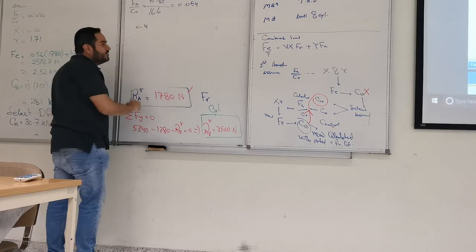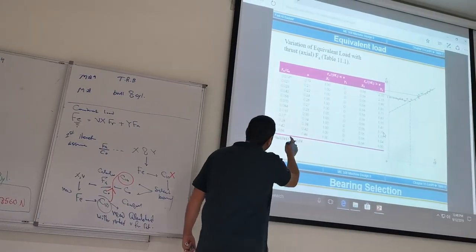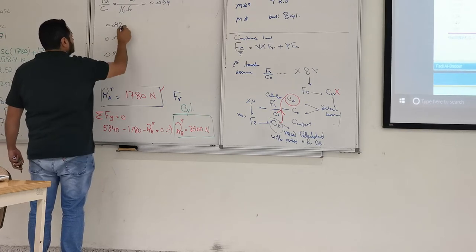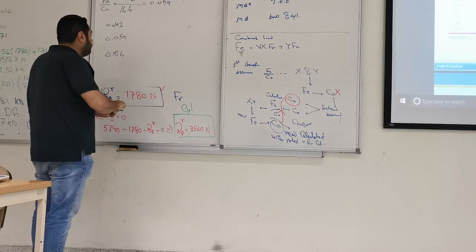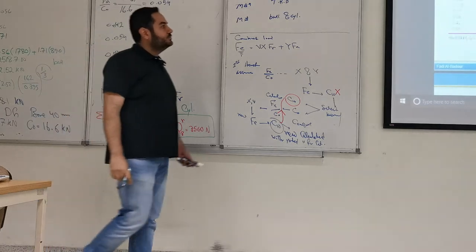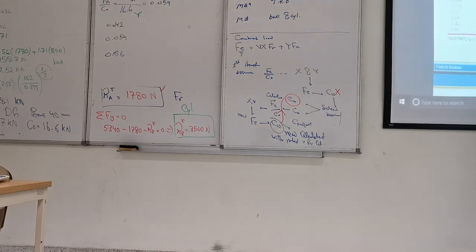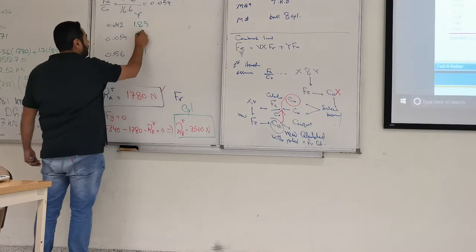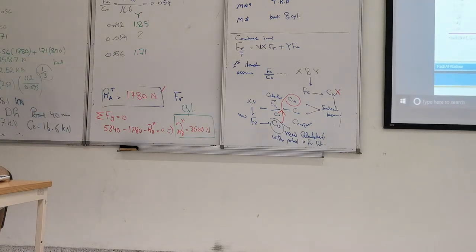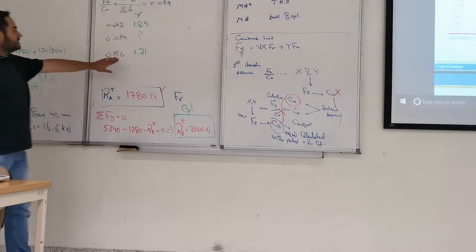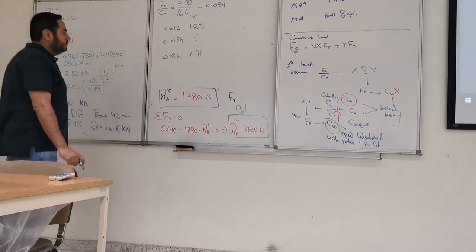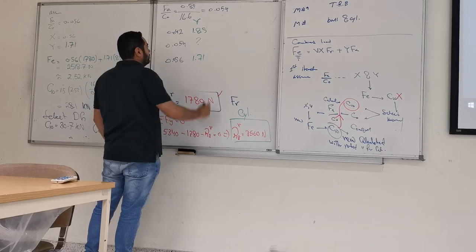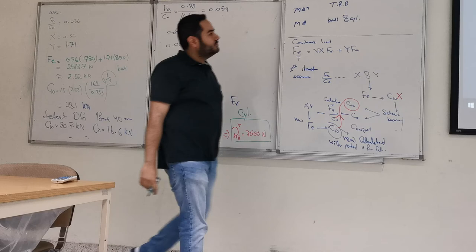Okay, so we have in the table 0.42, then 0.56, and our calculation is 0.054. Now, the value of Y for 0.42 is equal to what? 1.85. So this is 1.85, and this is 1.71. Do the interpolation. So it will fall between. It is greater than 1.71, but it's going to be smaller than 1.85. It should be less than this one.